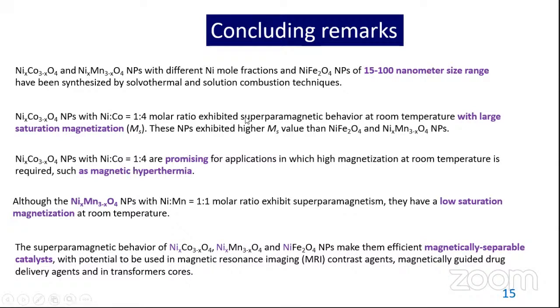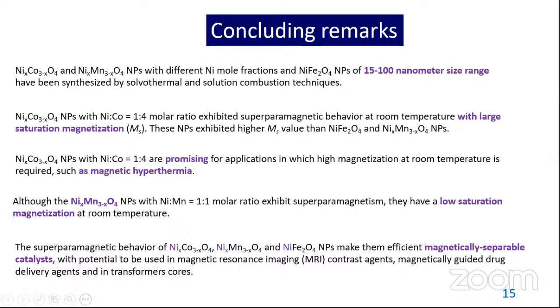superparamagnetic nanostructures with large saturation magnetizations, which is much higher than the other two metal oxides. Especially in this composition, we expect this is a promising material for room temperature magnetic hyperthermia applications, especially for biological applications.